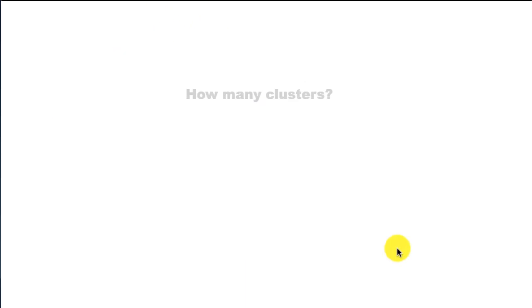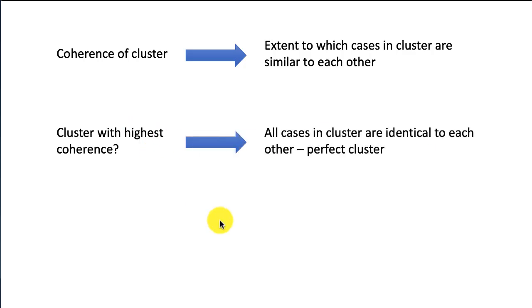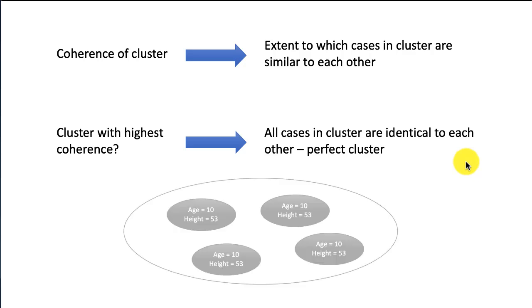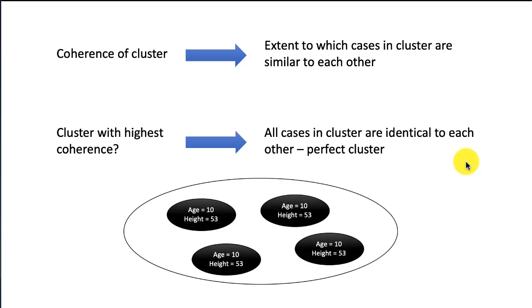So ideally, we would want the clusters to be highly coherent, which means the extent to which the cases in the cluster are similar to each other. Okay. And of course, what is the cluster with the highest coherence? The highest coherence you will get in a cluster if all the cases in the cluster are identical to each other. That would be a perfect cluster, right?